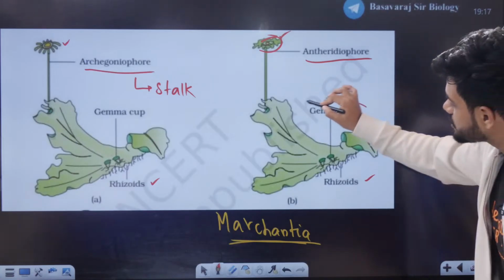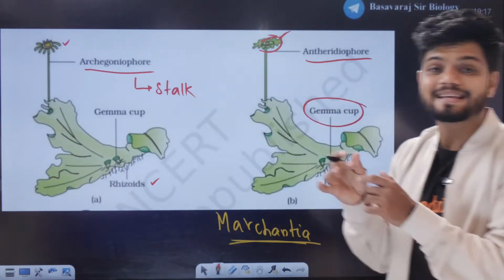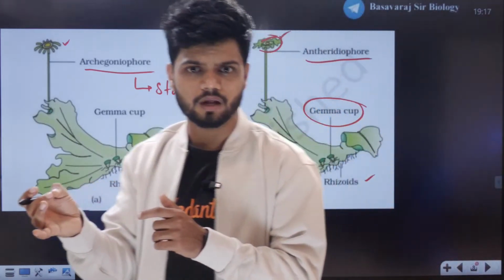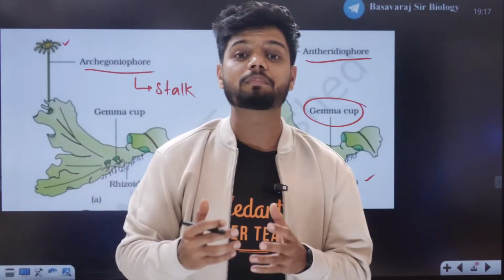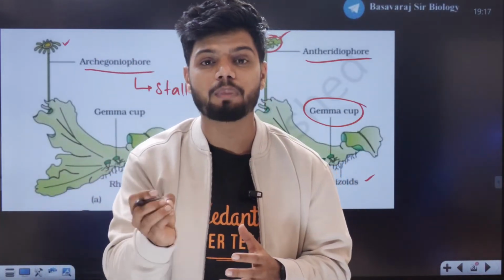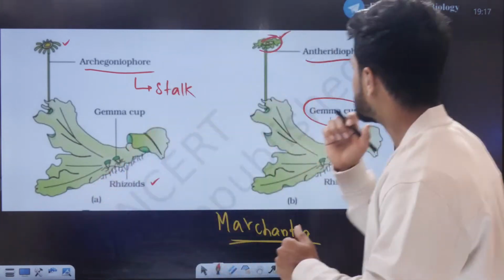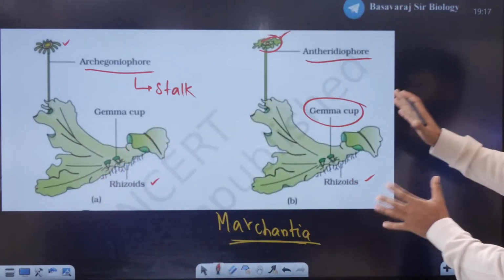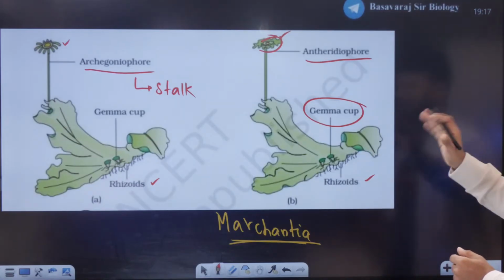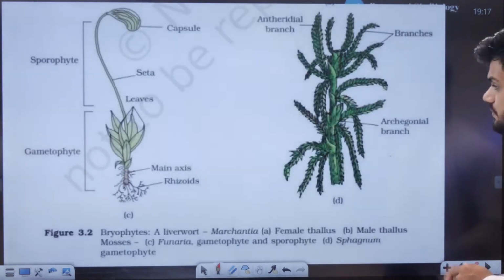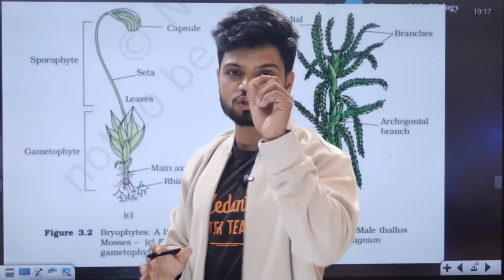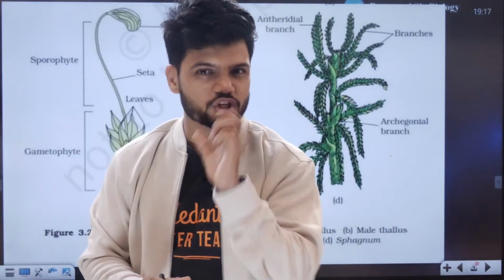Apart from that, there is something called gemma cup, which helps in asexual reproduction. How? Gemma cup will produce gemma bud. It is an asexual bud which helps in asexual reproduction. Okay. So apart from that, nothing is very difficult here. Everything is very easy. Now here many questions will come. I want everyone to focus extremely high here.